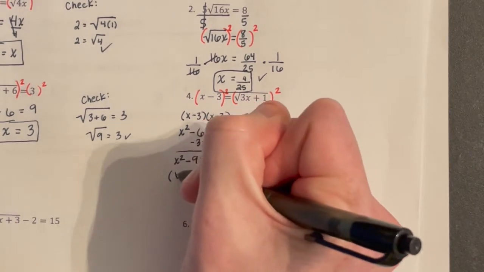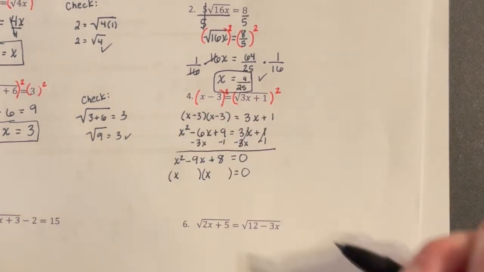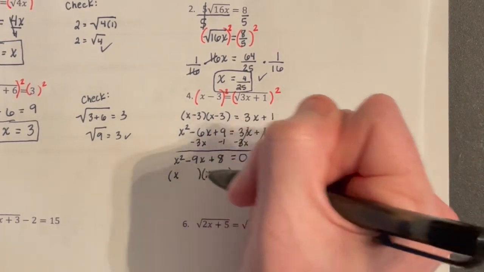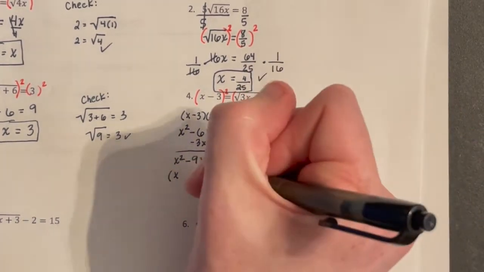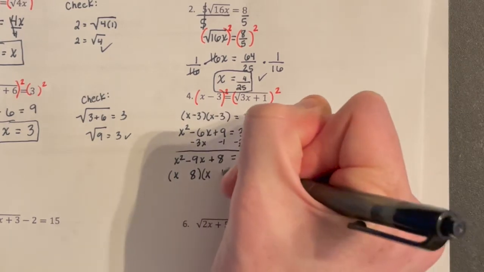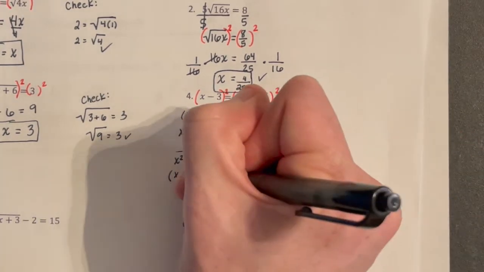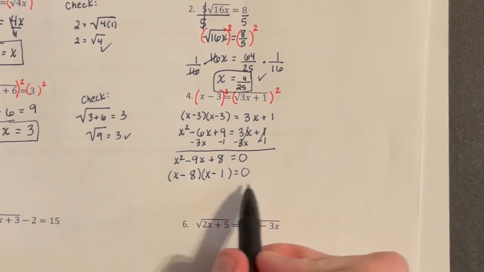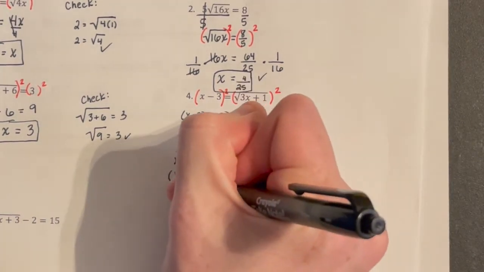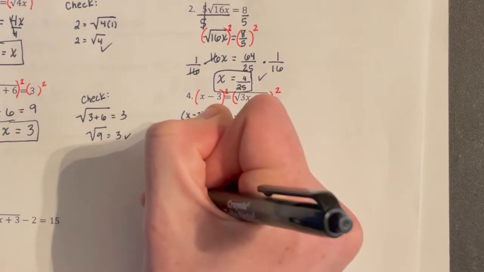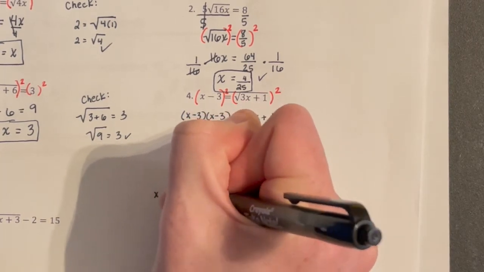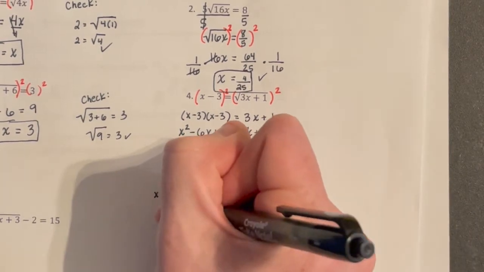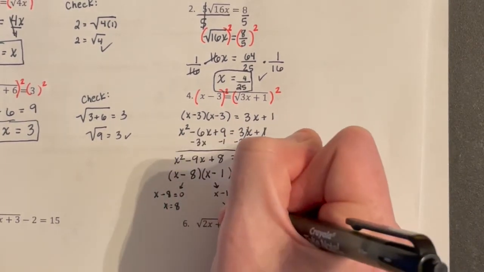X squared we got from multiplying x times x. And then factors of 8. That could be 4 times 2, but 4 times 2 is not going to give me a 9. It could also be 8 and 1. That will work if they are both negative. That will give me a negative 9. So now we factored it. We would set each factor equal to 0. Use that zero product property. X minus 1 equals 0 and solve. So x equals 8 and x equals 1.